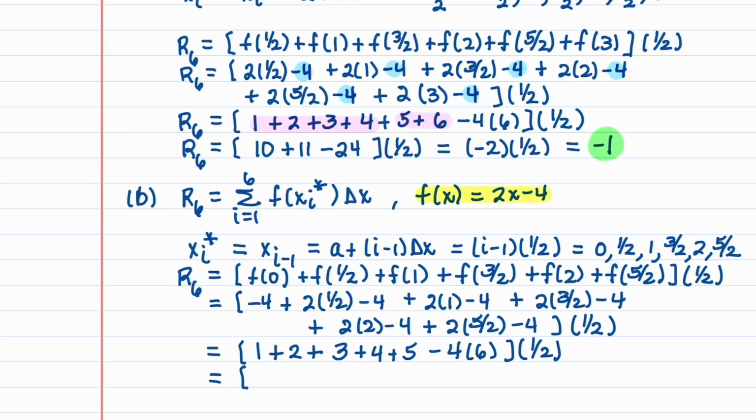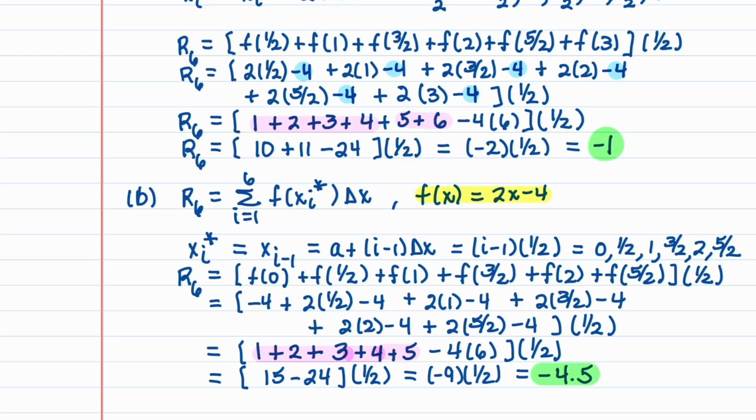Let's see what this gives us. 1 plus 2 plus 3 is 6. And then if we add 4, we're going to get 10. And let's go ahead and add 5. So that's just 15 minus 4 times 6, which is 24, times 1/2. And this is minus 9 times 1/2, which gives us an answer of minus 4.5. And that's what our Riemann sum is equal to when we use left endpoints.